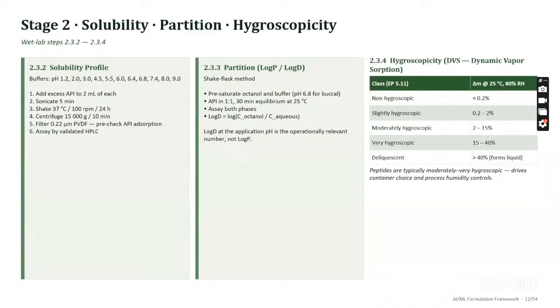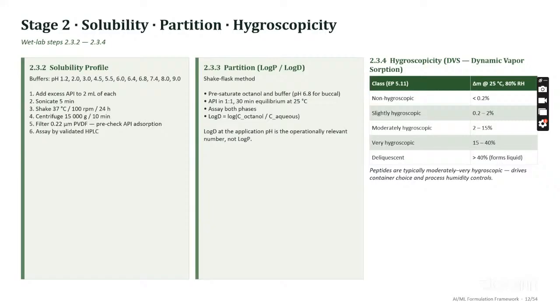Next, partition, by the shake flask method. Pre-saturate octanol and buffer at pH 6.85, add API in a 1:1 ratio, and equilibrate for 30 minutes at 25 degrees. Assay both phases. Log D is the log of the ratio of concentration in octanol to aqueous. This log D at application pH is an operationally relevant number, not the log P value.